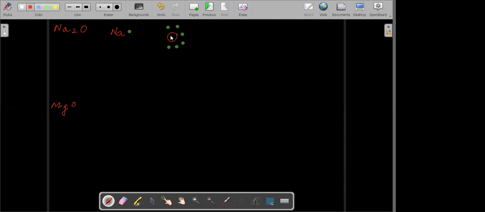So for oxygen, 2 more electrons are required, and every sodium has just 1 electron. So how many sodium atoms do we need now? We need 2 sodium atoms, as there are 2 electrons required, and every sodium atom can contribute only 1 electron. So how will it be? We need 2 sodium atoms, and there will be transfer of an electron from this sodium to this oxygen. Again, transfer of this electron from sodium to oxygen.